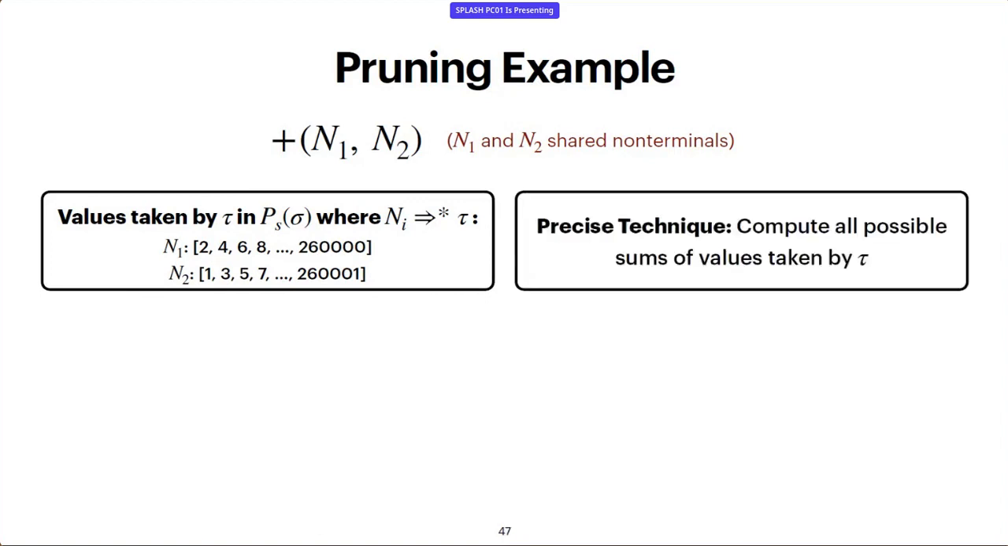One technique that we could use that would be sound and precise would be to take these two lists of values and compute all of the possible sums of each of the values in these two lists and compare it to the expected output.